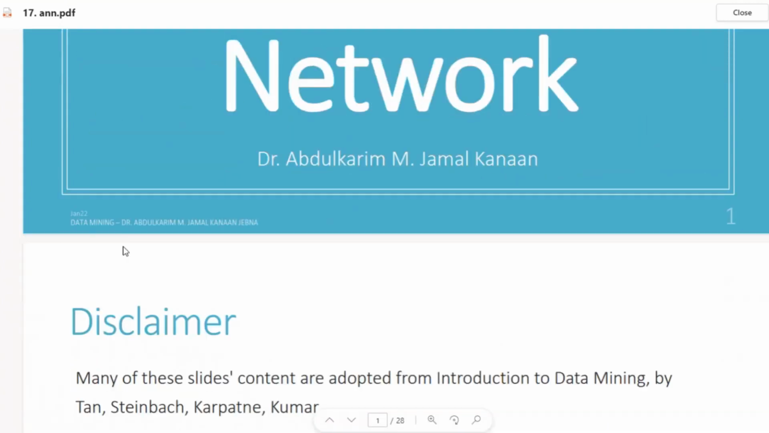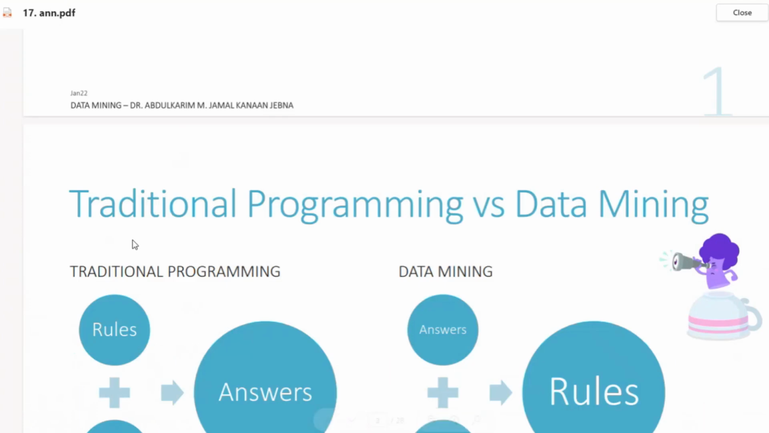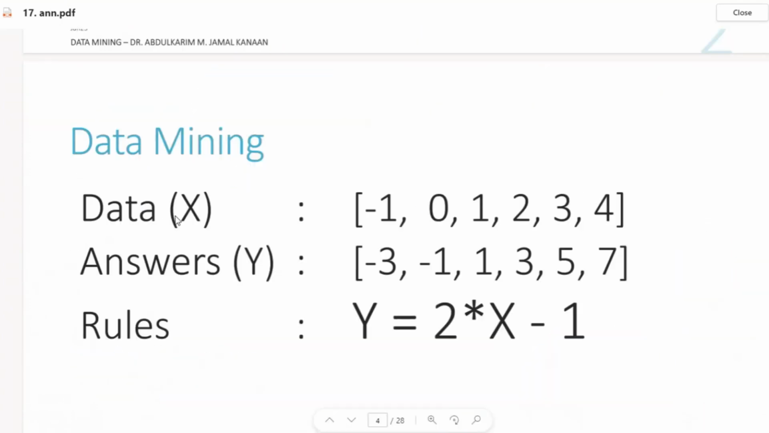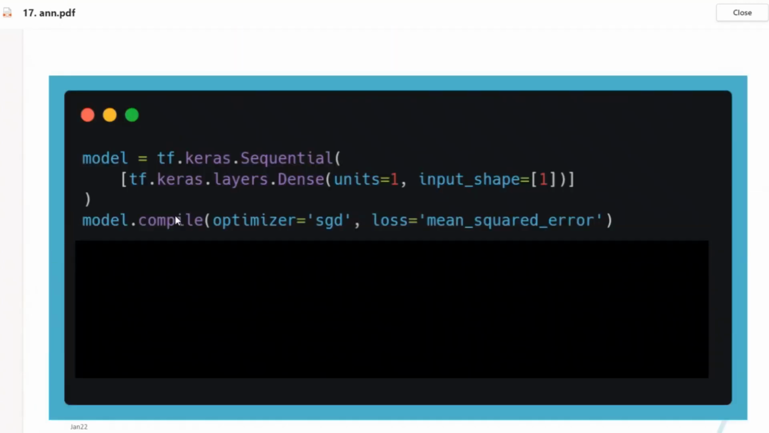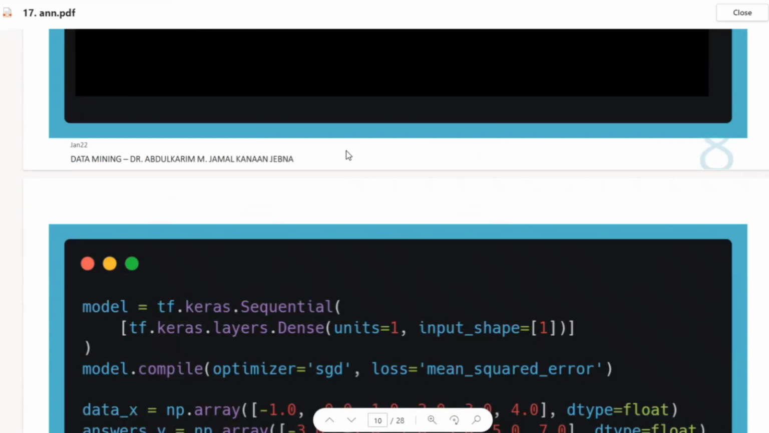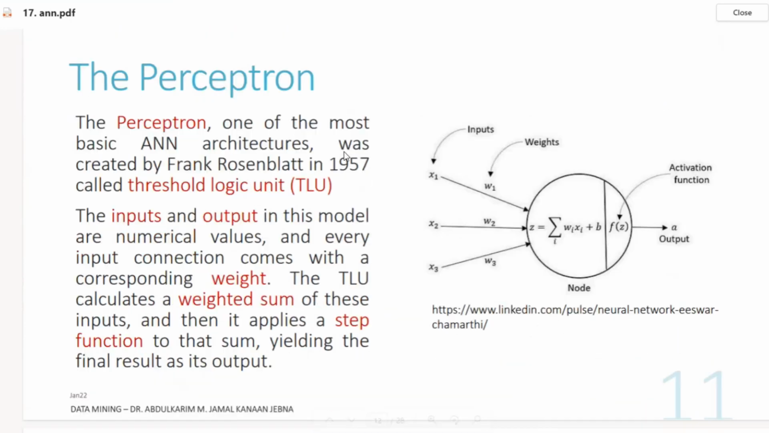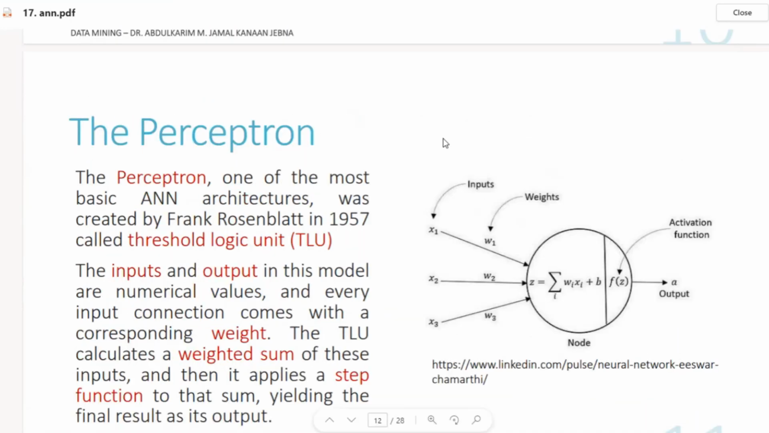Perceptron? It sounds like the Transformers movie, right? Perceptron. But what is a perceptron? Perceptron? I feel like now everyone is looking at the screen.